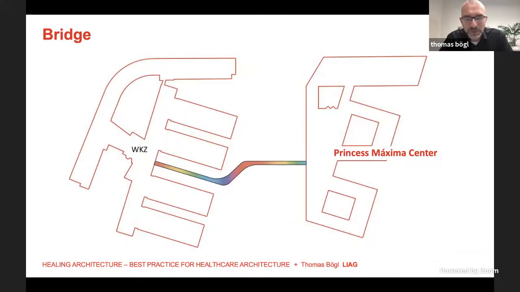And the last thing I want to show is the bridge, because there was the necessity to connect the Princess Maxima Zentrum to the WKZ on the left side, because I already said it's strategically placed. The aim was to use the operation theaters and the intensive care of the WKZ for the Princess Maxima, so that they didn't have to build all the facilities. But it made it necessary to connect the two buildings. And in between the two buildings, you have a tram line, you have bus lines, you have routing for the fire brigade. So it was quite a challenge to get a bridge done there at all.